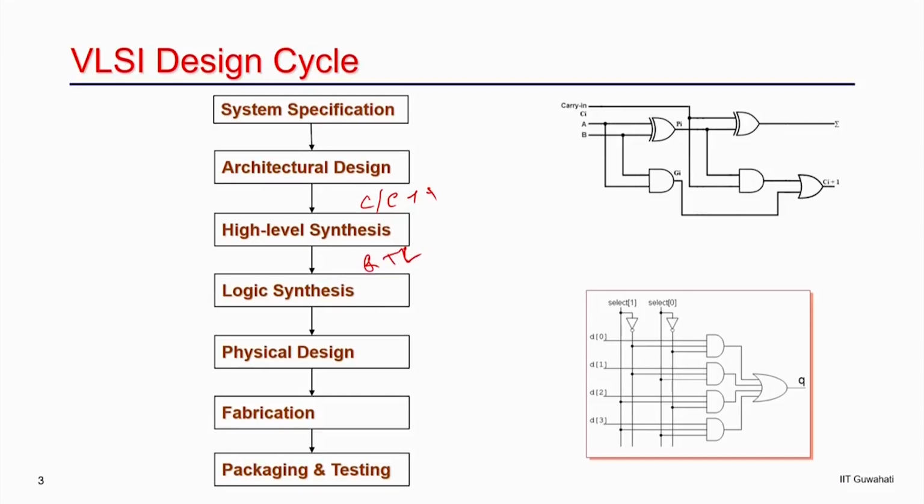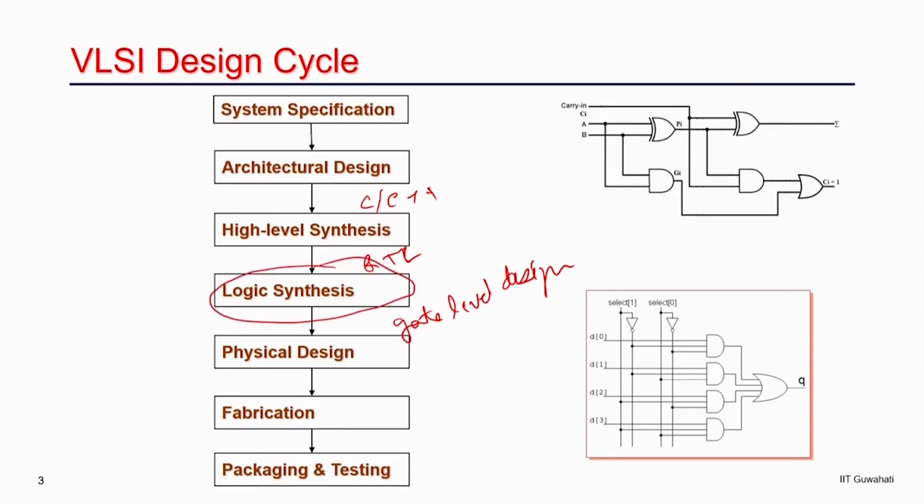And then the step comes logic synthesis. In logic synthesis, what we do is take this RTL and convert it to gate level design. We just convert this RTL into gate level design, and then we will do physical synthesis, fabrication and packaging. So today's discussion topic is this logic synthesis.